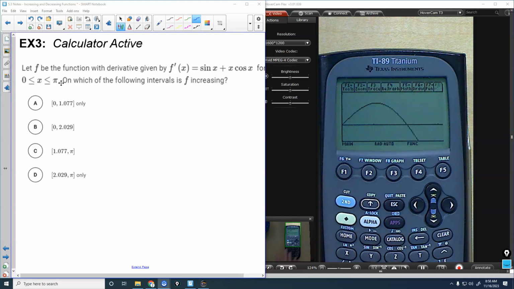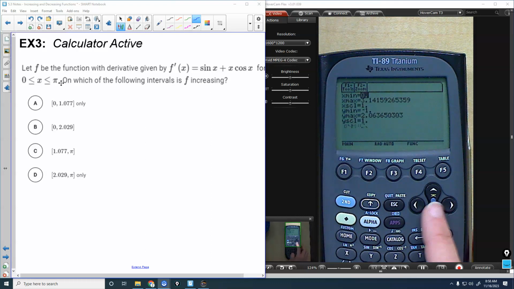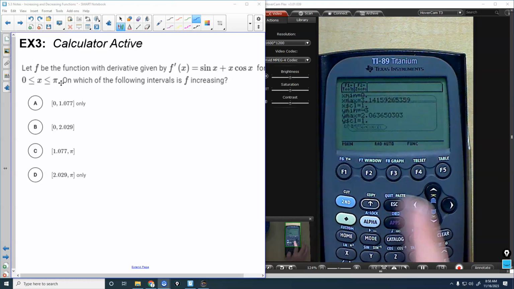Green button F2 takes you to the window. So green button F2 is the window. And then you're going to do 0 for your X min. Do pi for your X max. You can type in pi and it'll turn it to the decimal. Now I just graphed it and I could not see enough of the Y for my lower. So I'm going to make this maybe like -3 for my Y min. 2.063 was good enough for my Y max. Or you just do 2. It'll be fine.